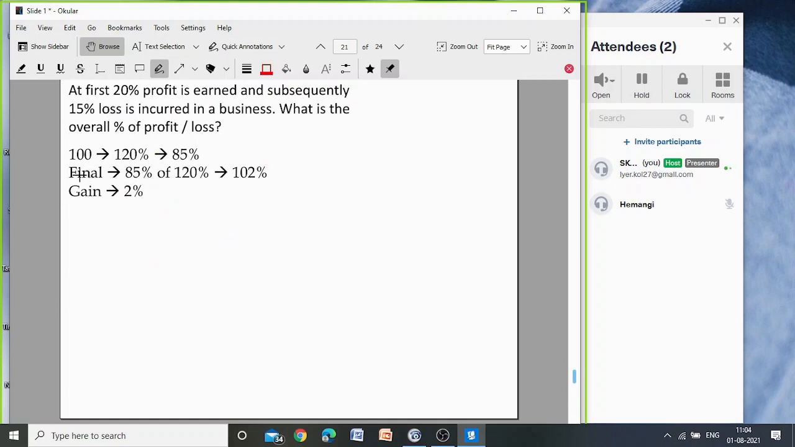So first, 100%, then 20% you add, that's 120%, but for this, 100 will be taken as the base and the 15% loss will be 85%. Always the starting base point is 100. So first it is 100%, then 20% profit, 120, then 15%. Now, whatever the percent is, don't subtract it from 120. Always 100 is the starting point. So a 15% loss will be 85%. So it is 85% of 120%.